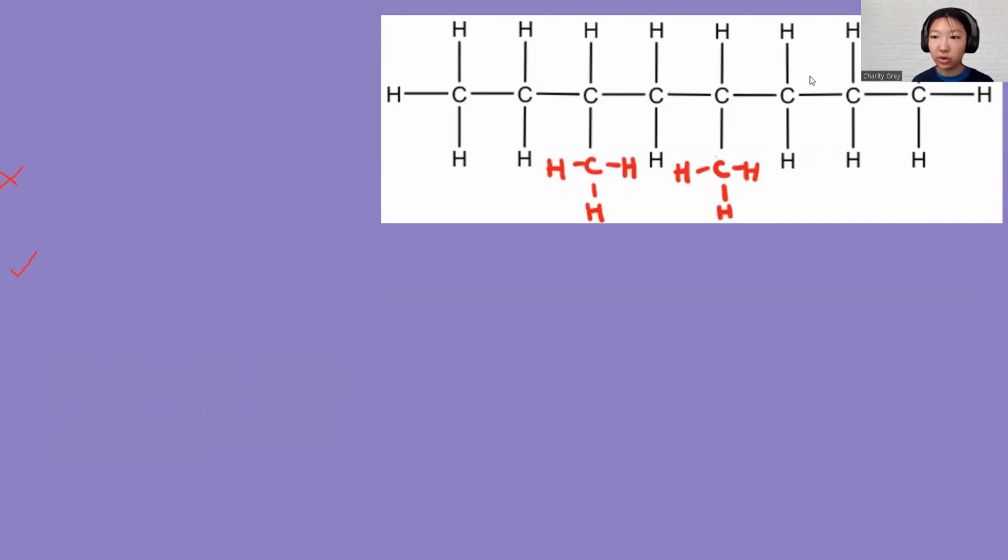Again, we have this molecule. So we're going to look at this molecule. So please name this molecule. I'm pausing the video now. This molecule is named 3,5-dimethyl-octane.